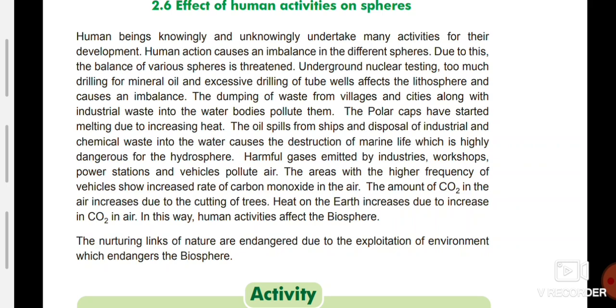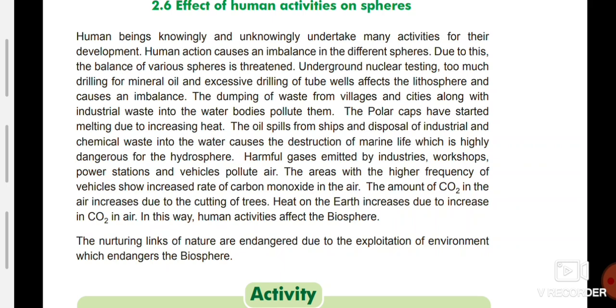Oil spills from ships and disposal of industrial chemicals also pollutes water. Now, because it pollutes water, there is a destruction of marine life. Marine life यानी कि the life that exists under the water or inside the water, the aquatic life, which is highly dangerous for the hydrosphere. Obviously, harmful gases emitted by industries, workshops, power stations, and vehicles pollute air. The areas with a higher frequency of vehicles show increased rate of carbon dioxide in the air.